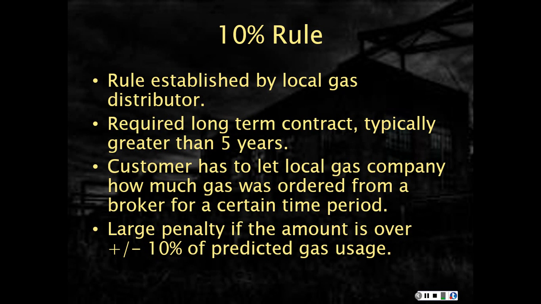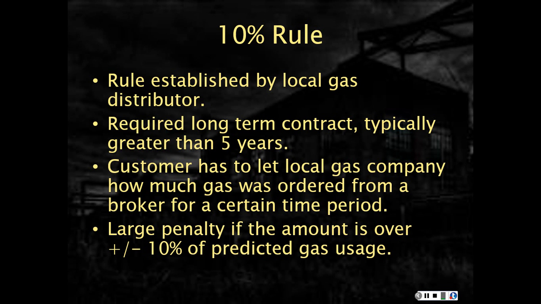Now, if I predict too little and I'm off by more than 10%, then the local distributor has to add gas of their own. If I overpredict how much I'm going to use by 10%, then the local distributor has to store that excess gas. So in either case, the local distributor is either adding gas of their own or using more storage of their own. And what ends up happening is they charge a penalty for anything in excess of plus or minus 10%.